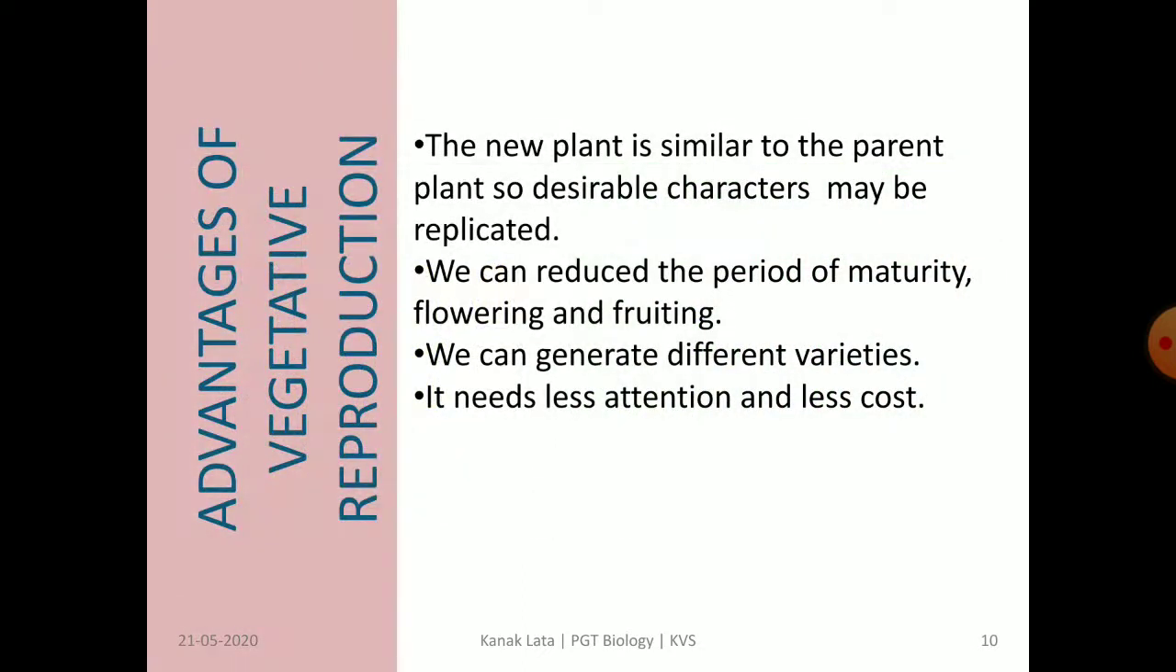Now let us see the advantages of vegetative reproduction. By means of vegetative reproduction, the desirable characters of the plant may be replicated and a large number of plants similar to parent plants can be developed in a short period of time. By vegetative reproduction, we can reduce the period of maturity, flowering and fruiting. A large number of varieties can be obtained. It also needs less attention and less cost.